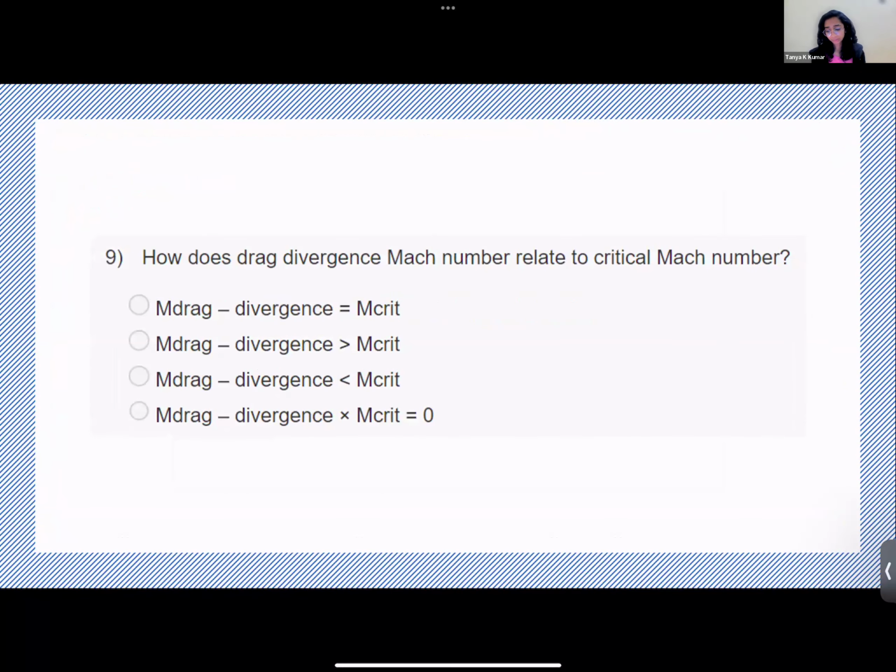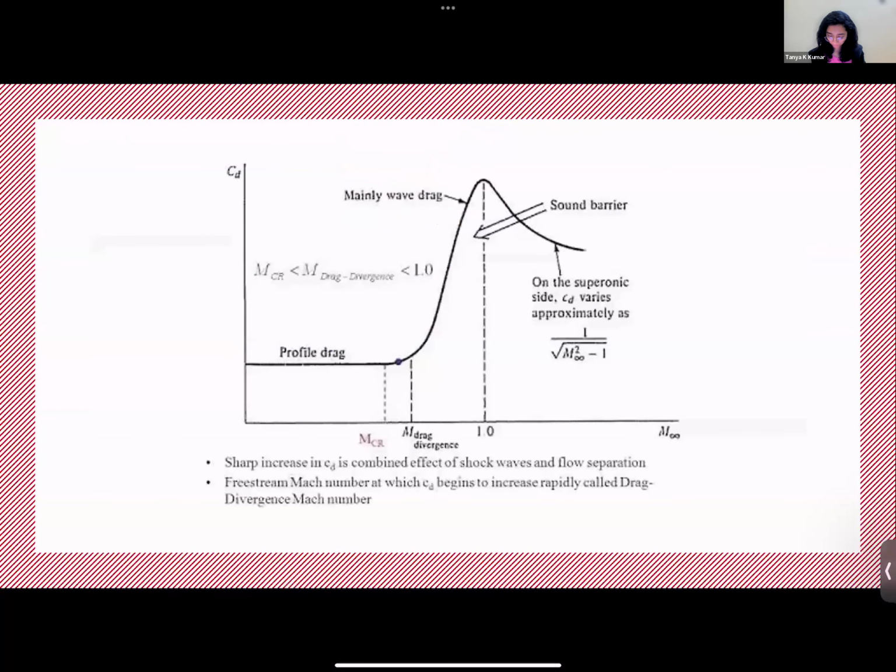How does drag divergence Mach number relate to critical Mach number? We've seen this graph. It's something like this, right? Where this is the critical Mach number. This is your drag divergence Mach number. So drag divergence Mach number is greater than critical Mach number. Correct? Yes. So this was the graph. Your critical Mach number is here and drag divergence Mach number is here. So it is higher than the critical Mach number. Drag divergence Mach number is higher. Okay.